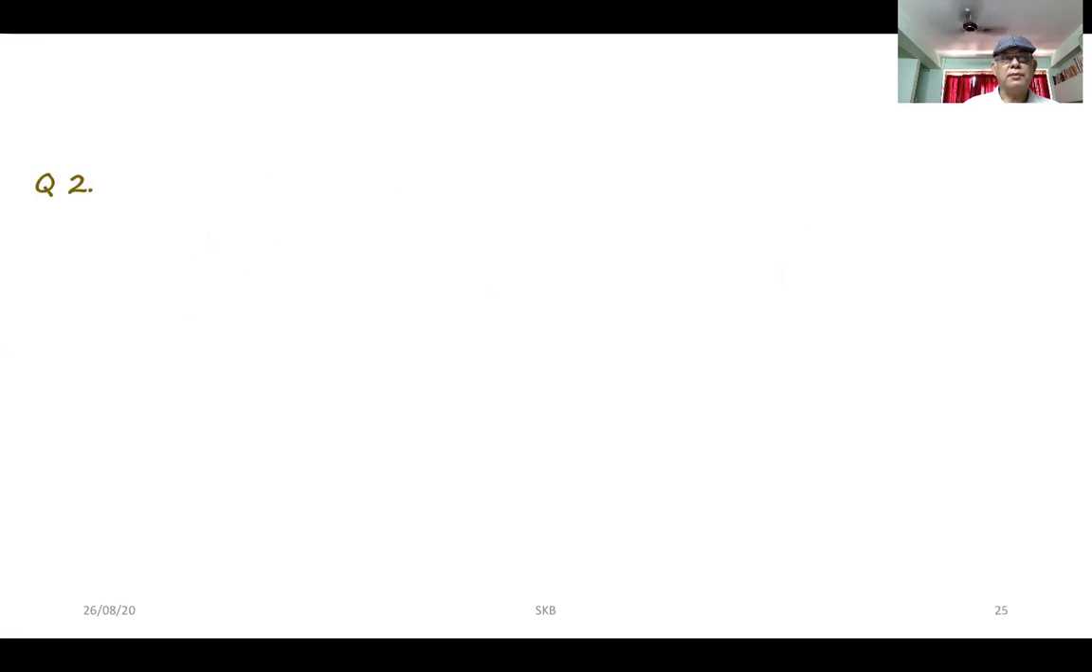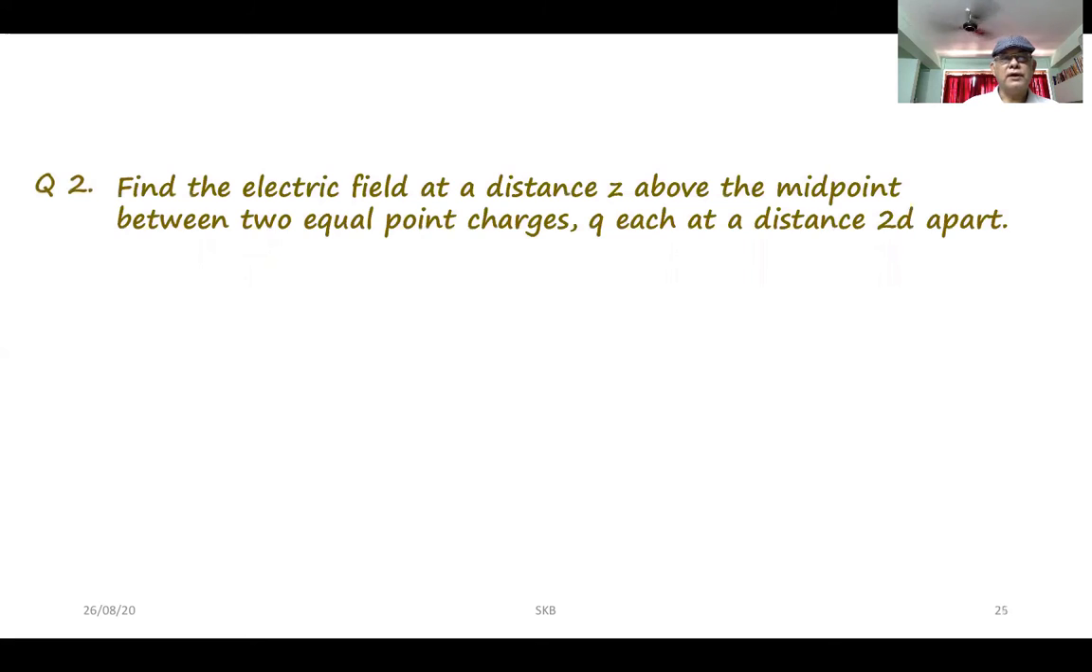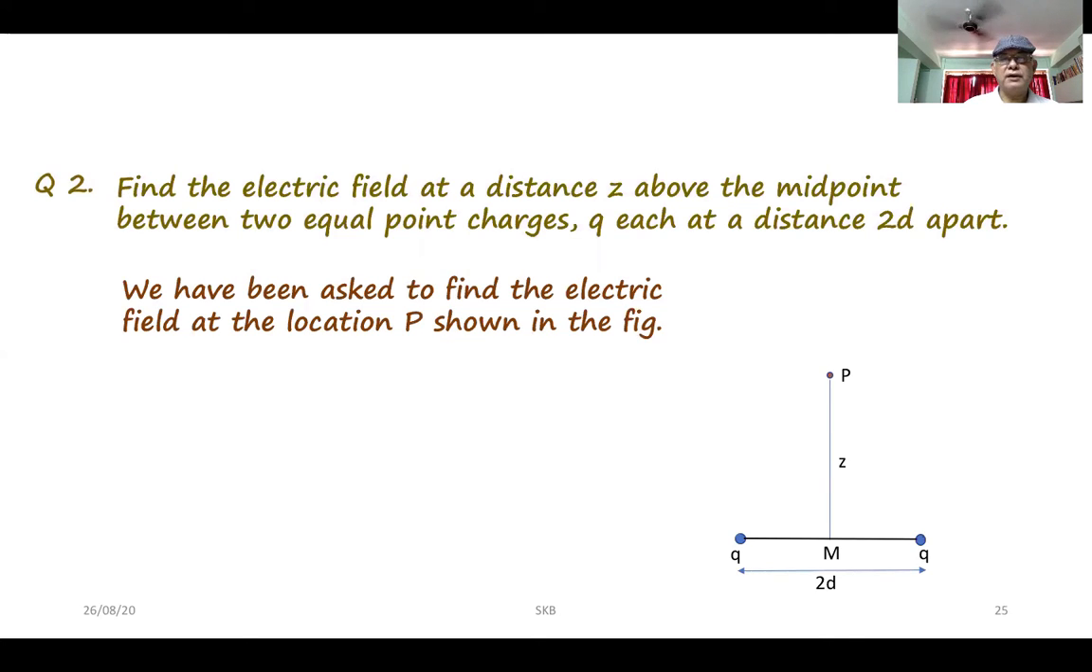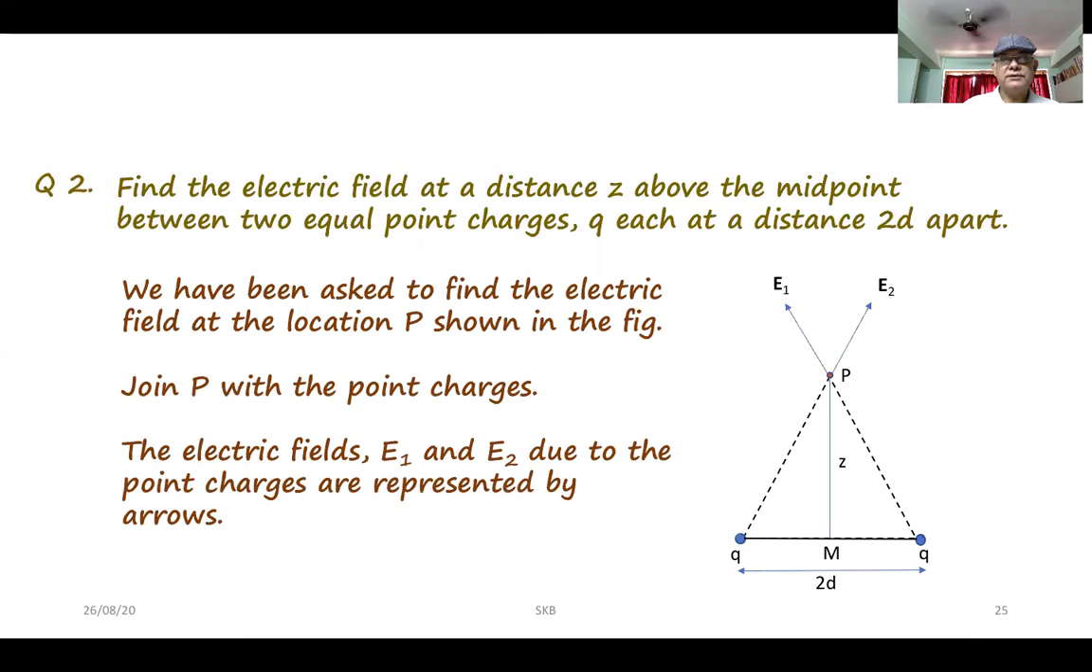Number 2. Find the electric field at a distance Z above the midpoint between two equal point charges Q at a distance 2d apart. We have been asked to find the electric field at the location P shown in the figure. Join P with the point charges. The electric fields E1 and E2 due to the point charges are represented by arrows.